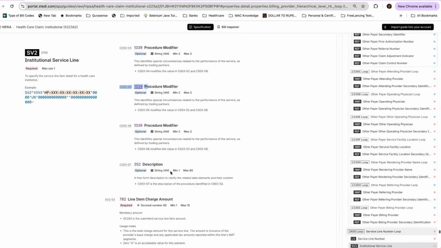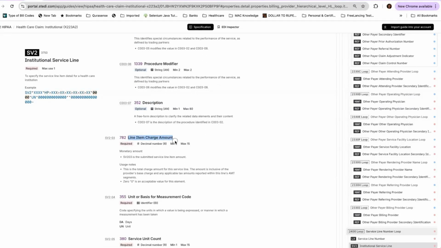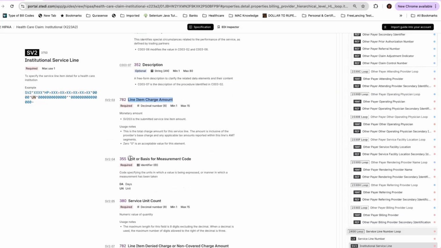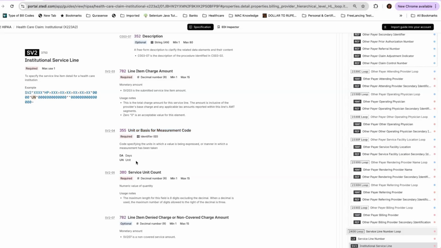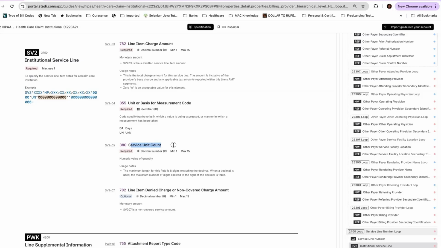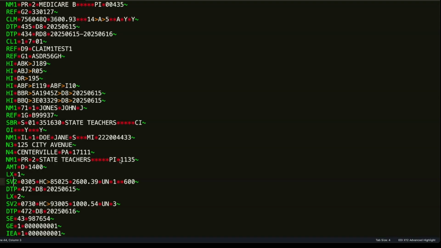SV203 carries the line item charge. SV204 has the measurement codes. The measurement codes here can be DA for the number of days or UN for units. SV205 is the actual unit count value. Then SV207 carries the line-specific non-covered charges. For example, if total line service charge is $2,600.39 and the non-covered charge in SV207 is $600, it means that the insurance company does not cover these $600 and the patient should pay that amount.